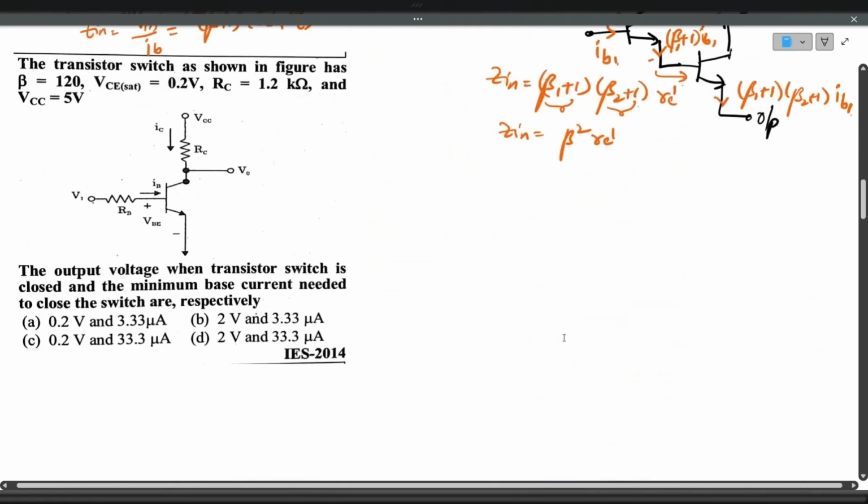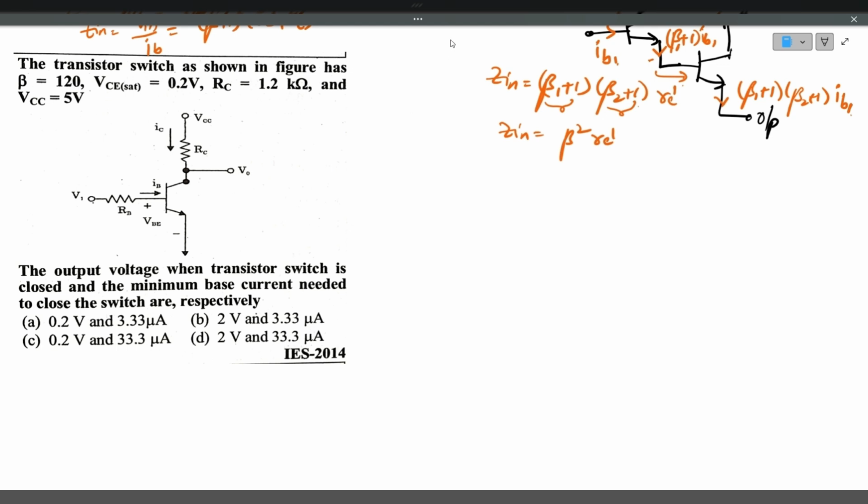The transistor switch as shown in the figure has beta equal to 120, VCE saturation is 0.2, RC is 1.2 kilo ohms, and VCC is 5 volts. Now find the output voltage when the transistor switch is closed, and the minimum base current needed to close the switch. Here he told to close the switch.